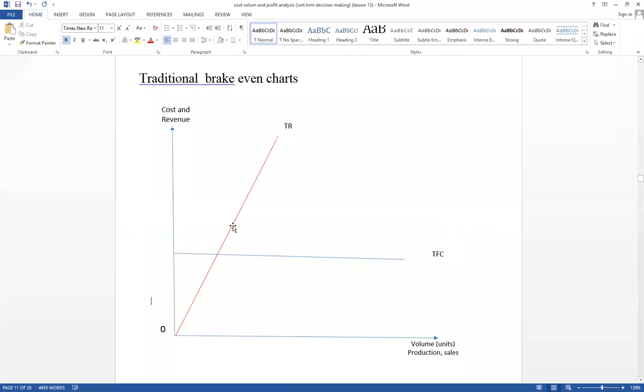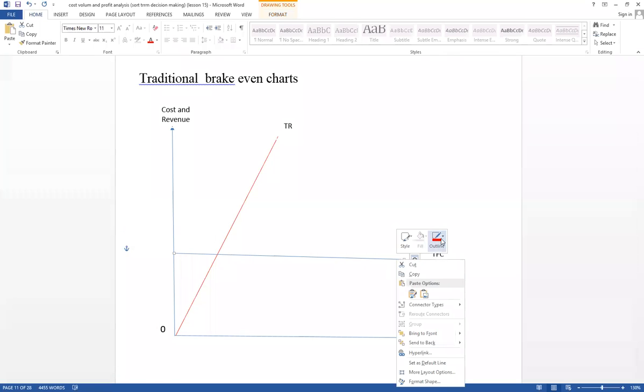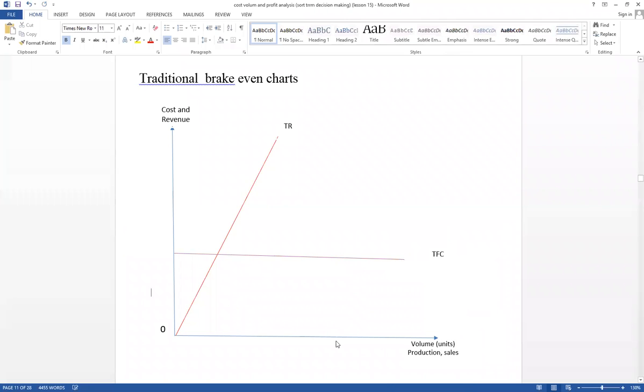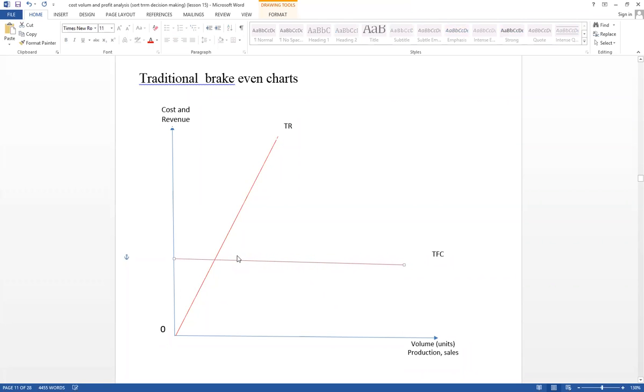Think about how you have to draw the total revenue line as well as the total fixed cost. Total fixed cost does not change when quantity increases or decreases. Therefore, this is the total revenue. Then think about total cost. Total cost starts from total fixed cost. Total cost includes total variable cost as well as total fixed cost.